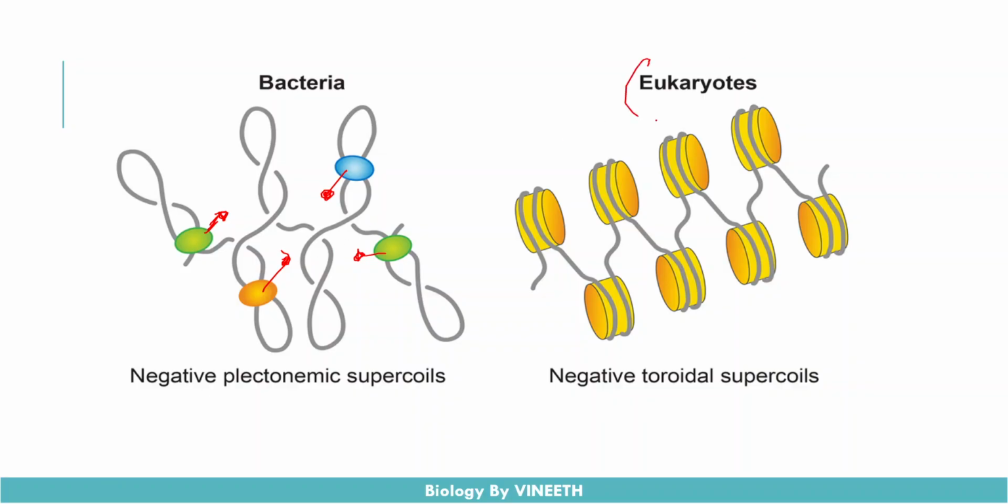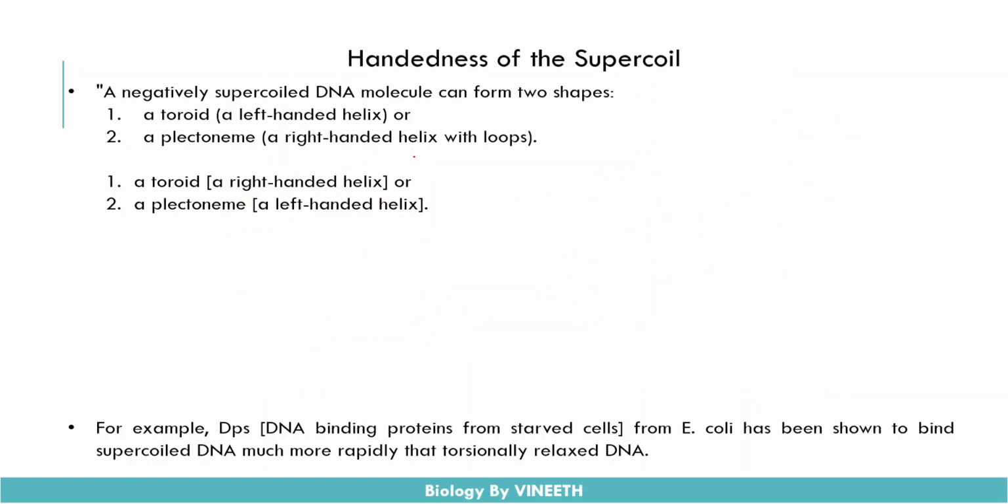And in the case of eukaryotes, these are the solenoidal models. These are actually simple nucleosomes. So when these nucleosomes try to form a higher order packing, we can observe these toroidal supercoils, mainly due to the presence of a central axis. So you will see a central axis in the case of the toroidal, but not in the case of the bacterial or plectonemic supercoils.